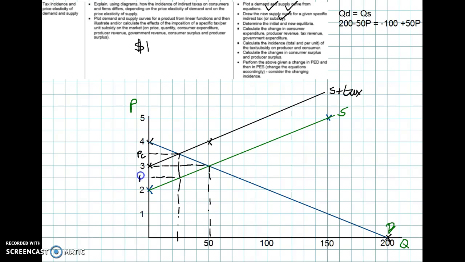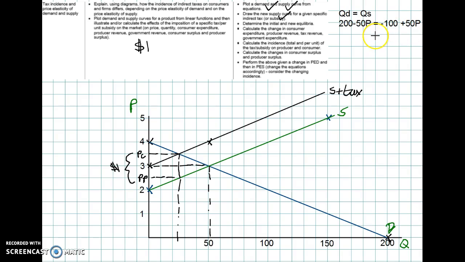This is a new producer price. We know the difference between those two is $1 because that's the tax. Now we just need to make sure that this original equilibrium is correct, because we know in diagrams sometimes it's not quite there. So let's work this out for the original equilibrium.